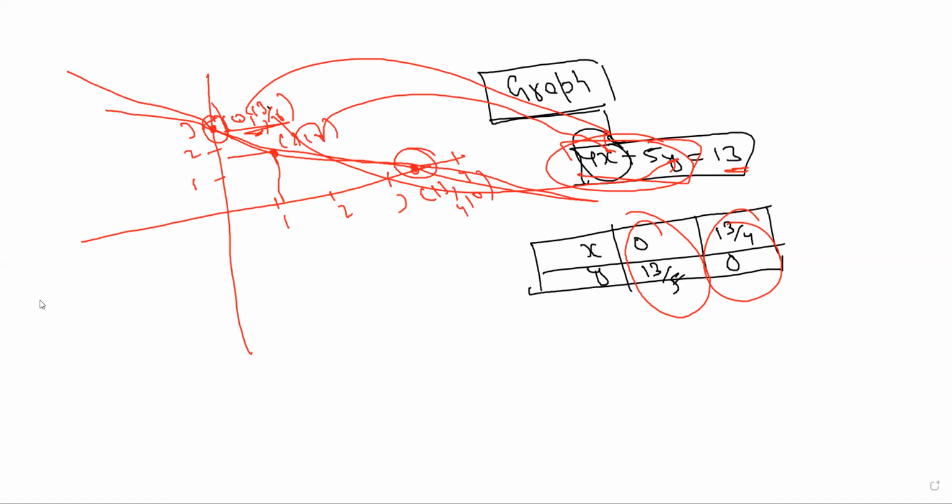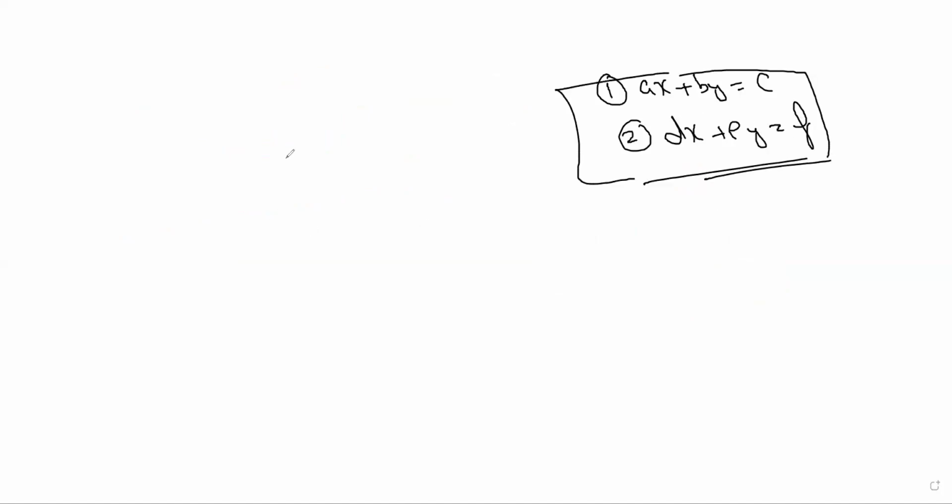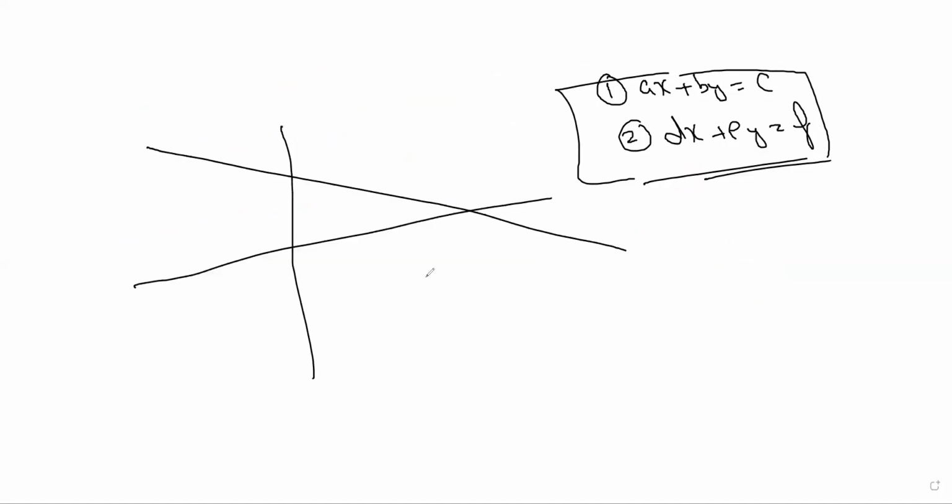Now let us understand how you will find the solution if you have a graph to draw. For example, let's suppose we have two equations: the first is ax plus by equal to c, and the second is dx plus ey equal to f. Let's draw the graph. The first one is like this, and the second one is like this. So this would be the solution of x and y.